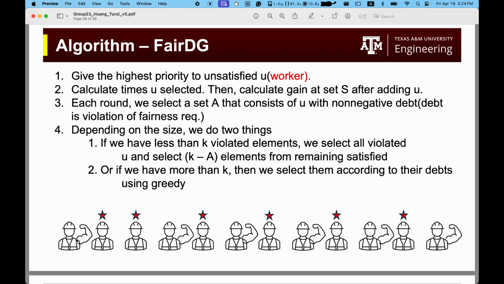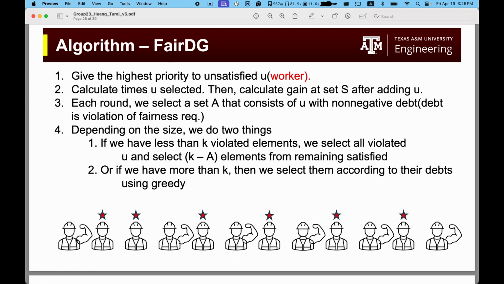So that's where in the third round, we do that in each iteration, we select a set A that basically only has workers with a non-negative value, which means that the workers do not have any violation of fairness. But here we have two approaches. Obviously, we get a different kind of set sizes. Now we could have a set of workers where a lot of workers are weak, or we have a lot of workers who are strong. So then that means that our sizes for set A change. Depending on the size, we can do two things.